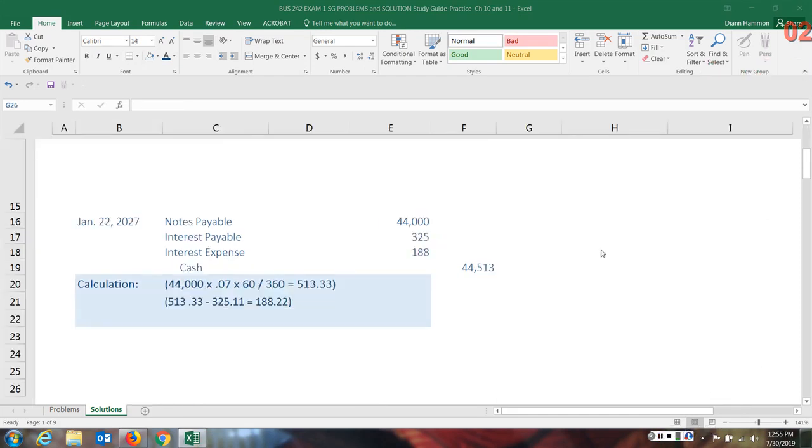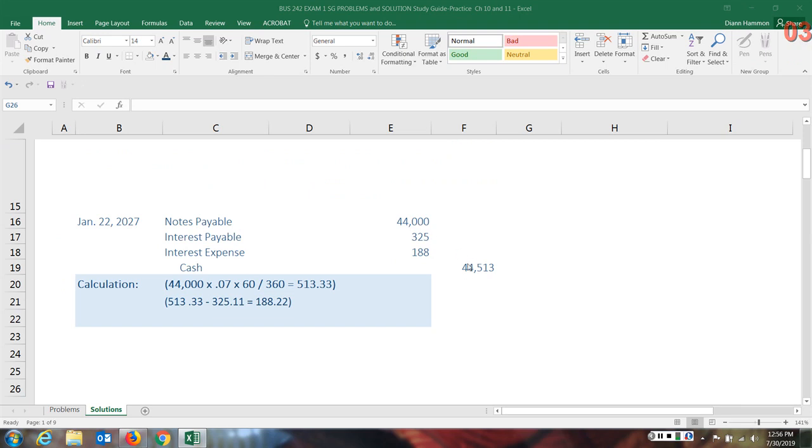Now let's examine the journal entries that would be required at the maturity of the note. The note matures January 22nd of 2027. When this note is paid, we'll have a debit to the notes payable for the full principal amount, $44,000. Remember, the interest payable was accrued at the end of the year, so this is being satisfied now as well. So we want to debit that amount.